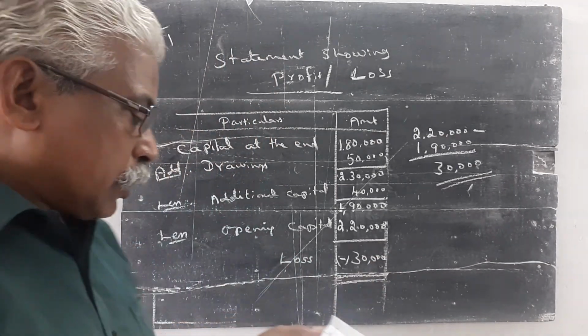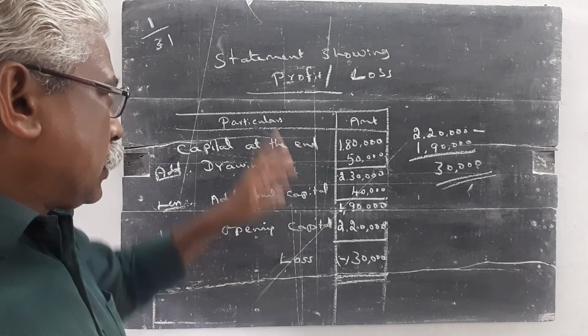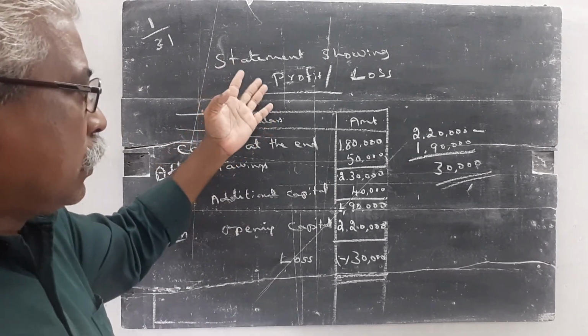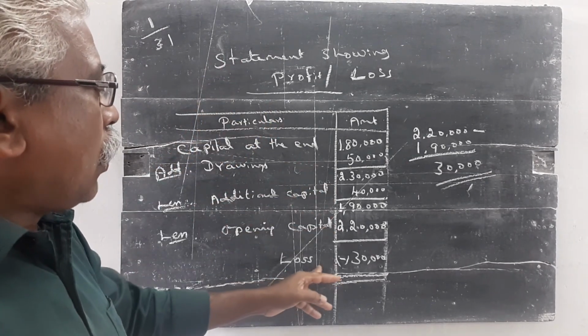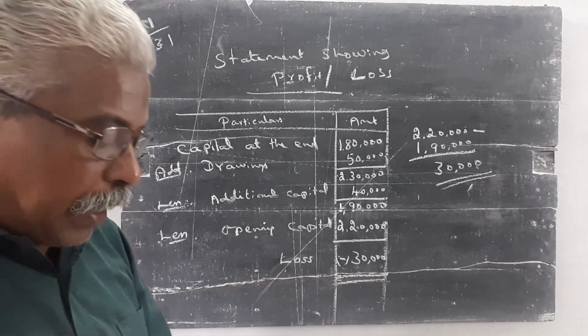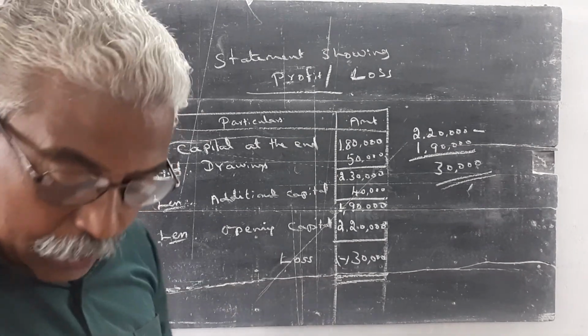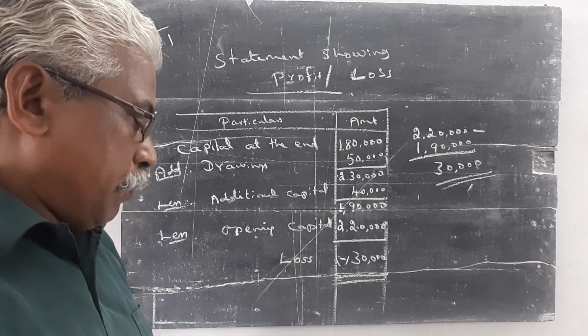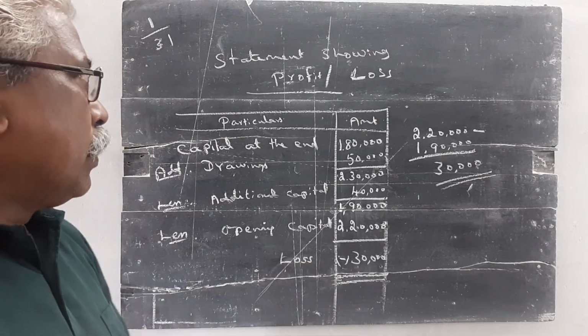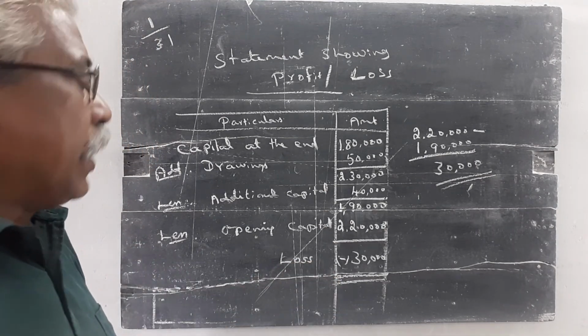Okay. Question number 1 and 2. In the first question we get profit, in the second question we get loss. Loss means minus figure. If you get the minus figure, we get loss. Then we do the third problem. In the third problem, we have to calculate the missing figure.